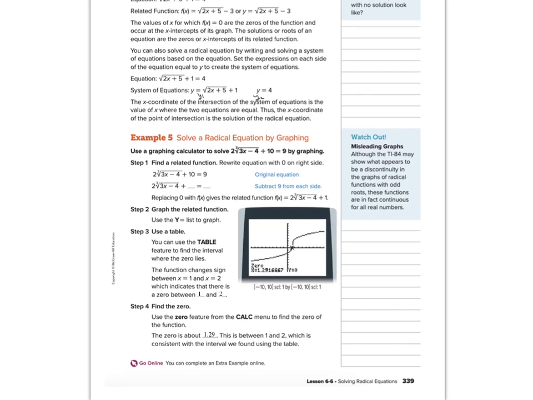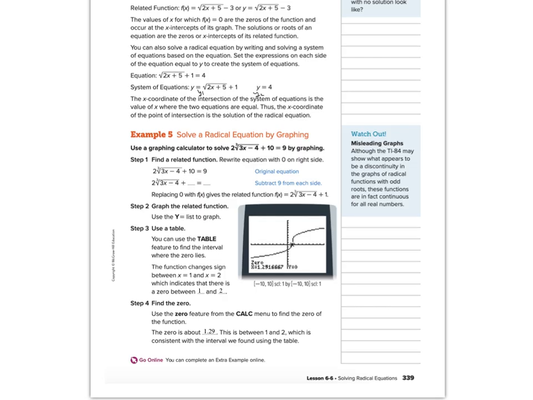So solving by graphing here, find the related function. We're going to subtract 9 from both sides, so we have 2 times the cube root of 3x minus 4 plus 1 is equal to 0. Now we would be able to put that into the graphing calculator. So that's what they've done. They've put that into y1, and then you can go ahead and view the graph.